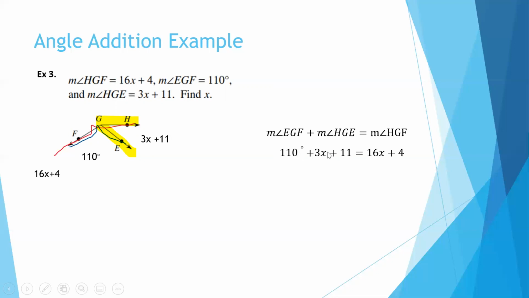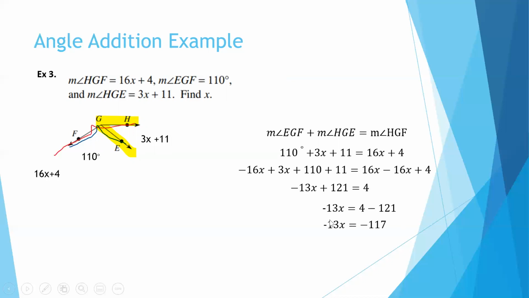110 degrees plus 3x plus 11 is equal to 16x plus 4. So we're going to move our 16x to the other side by subtracting. And we're going to start to get ready to add our 110 plus 11. So we have 13x plus 121 is equal to 4. Now let's move our 121 to the other side to get 13x by itself. So we have negative 13x is equal to negative 117. So x is equal to 9, right?